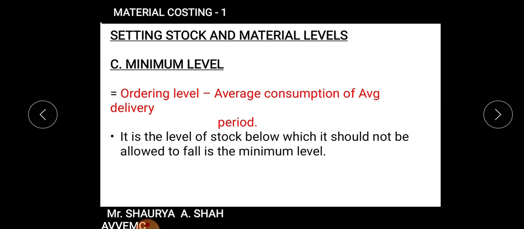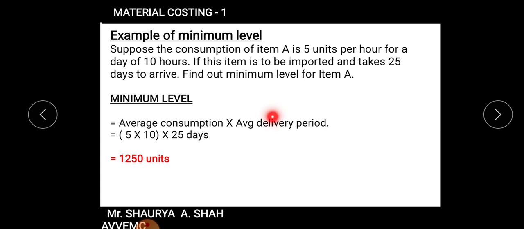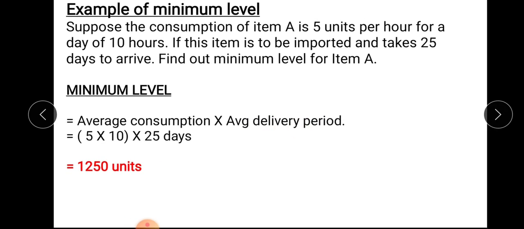Now for understanding this minimum level, we will see one of the examples, right? What is the example all about? Suppose the consumption of item A: to manufacture item A, you require 5 units per hour for a day of 10 hours. So students, you are manufacturing a product, item A. 5 units are required to produce item A per hour, and you are working 10 hours per day, right? So how many units do you require? 5 units is for 1 hour, so for 10 hours, you require 5 into 10, that is 50 units.